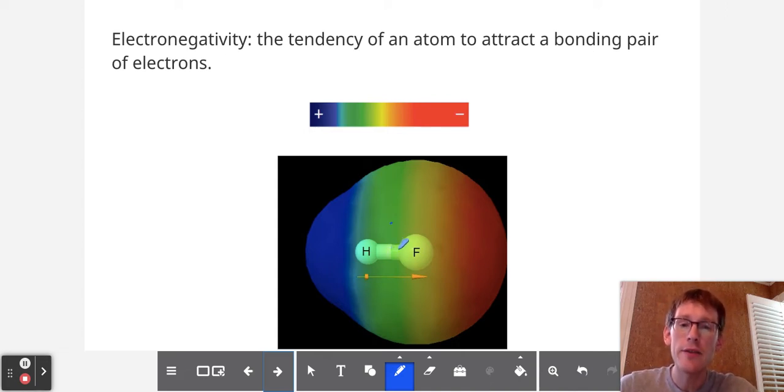And that's because the fluorine has a stronger pull on those bonding electrons than hydrogen does, and those warmer colors mean that we're in a more negative area, meaning that the electrons tend to be more over here. Hydrogen side, you can see there's just a little bit less electron density there because it can't pull the bonding pair of electrons quite as hard. Hydrogen has a lower electronegativity and fluorine a higher.